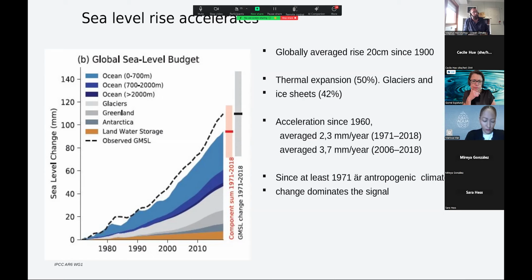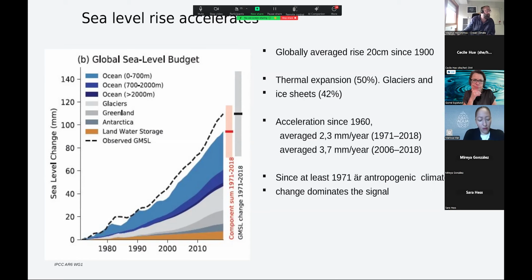The largest of these is changes in land water storage. That's the orange bar or the orange line on the graph beside. And that is when we change, for example, when we pump out groundwater and when we build dams on land, then we change how much water is stored on land and in the ocean. And that, of course, has an effect on sea level rise.